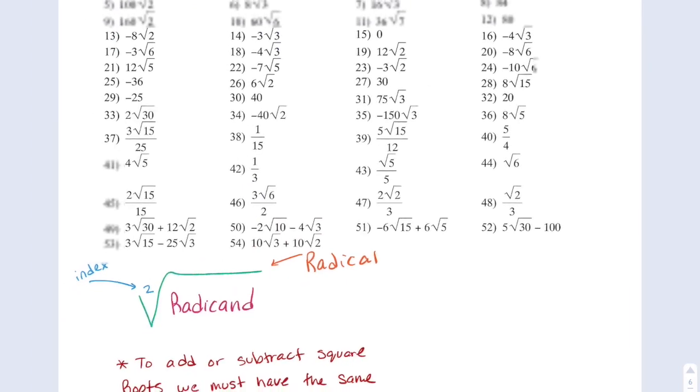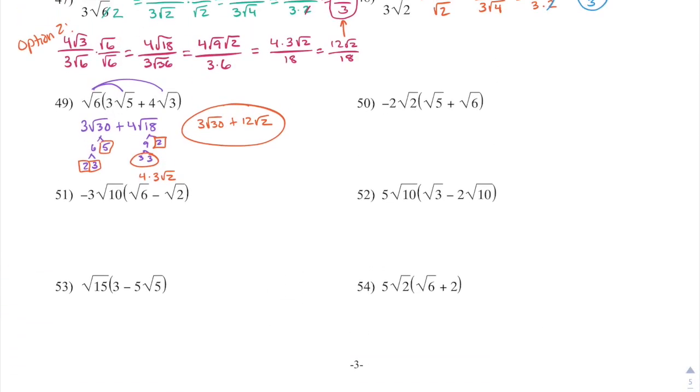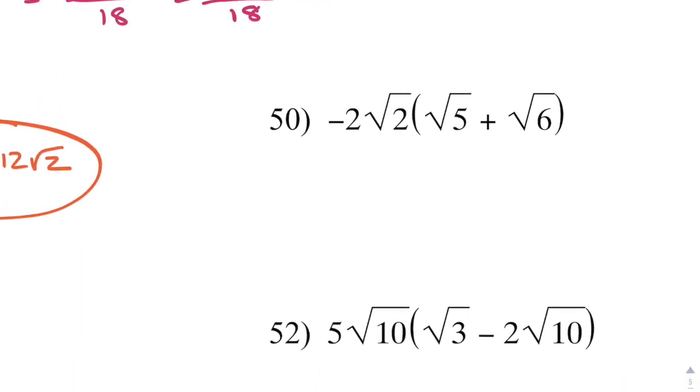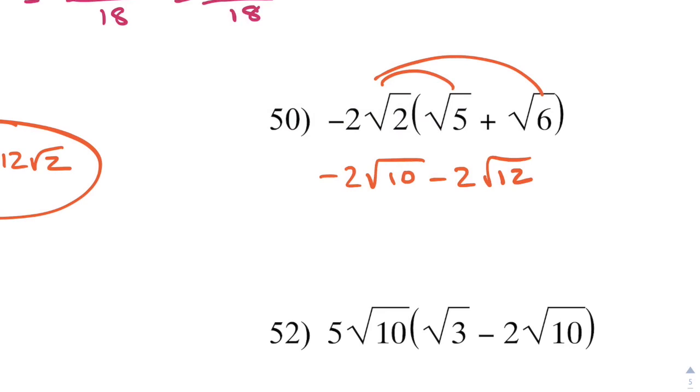Hopefully you can get through the last 5 on your own. I think I've been doing this for a while. Let me just finish up quickly. I'm just going to do the work. -2 square roots of 10. And that's going to be -2 square roots of 12. I'm only going to simplify the ones that I know can be simplified.